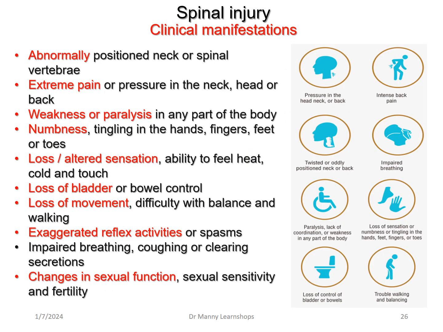What are some of the clinical manifestations of spinal injury? Well, it may be observed the neck is in an abnormal position following a motor vehicle accident or a fall. Extreme pain or pressure in the neck, head or back. Weakness or paralysis in any part of the body, numbness in the hands, fingers, feet. Loss of sensation, an inability to feel heat, cold, touch, maybe even pain. Loss of bladder and bowel control. Loss of movement. Exaggerated reflex activities, things like spasms of the limbs, impaired breathing, coughing, clearing of secretions, and changes in sexual function or sexual sensitivity. These are all clinical manifestations associated with spinal injury.